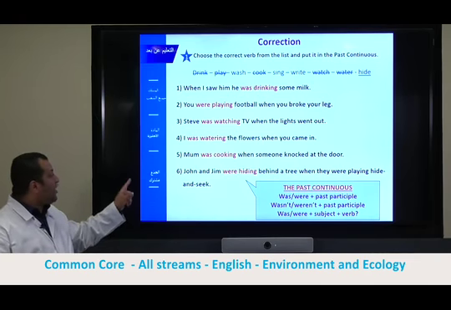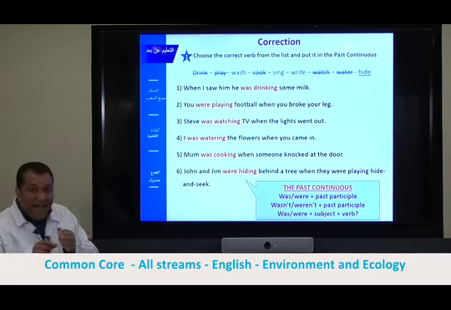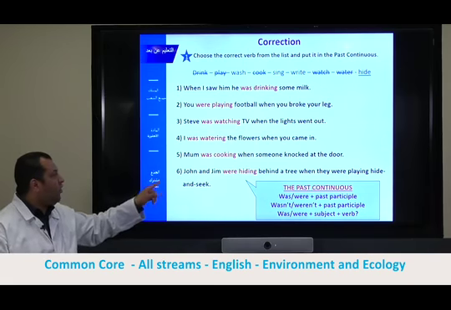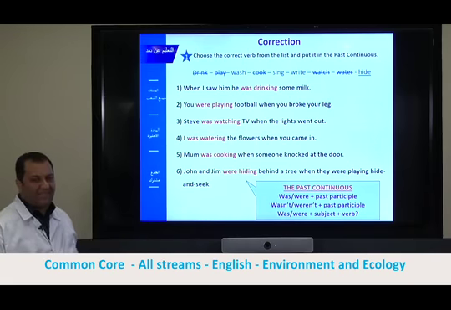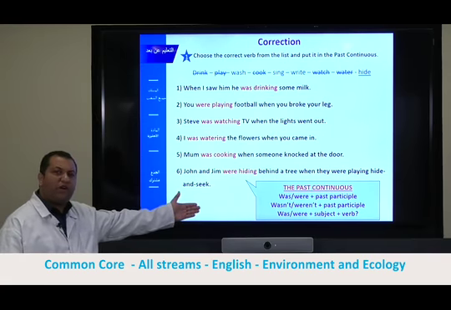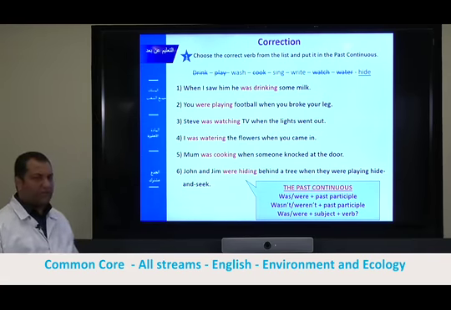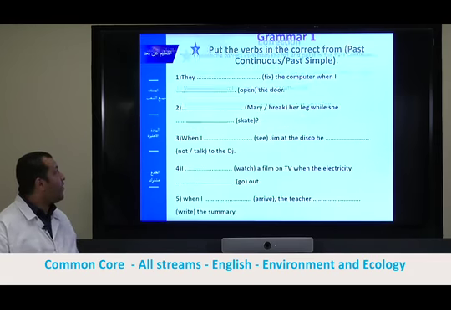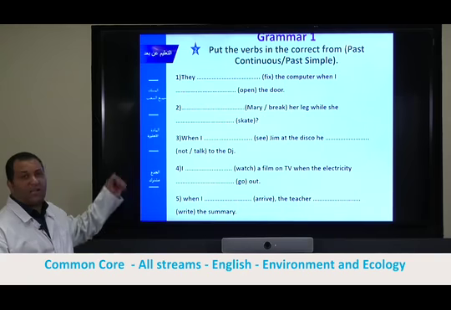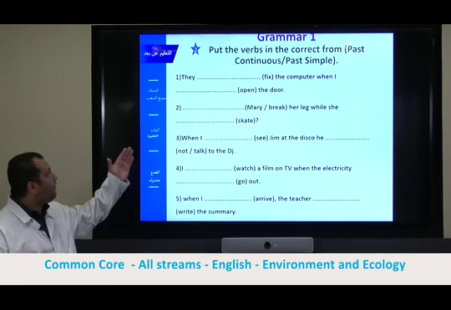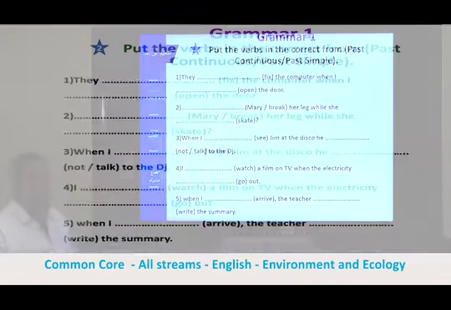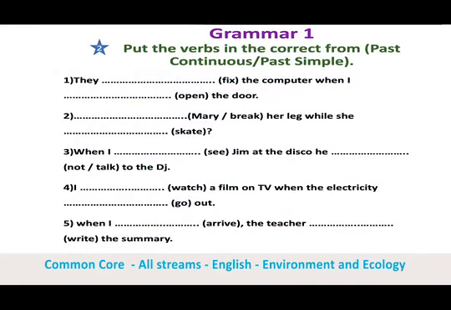6. John and Jim were hiding behind a tree when they were playing hide and seek. And here is a review of the rules in front of you. Now, let's move on to the second exercise. Put the verbs in the correct form. Either you use past continuous or past simple.